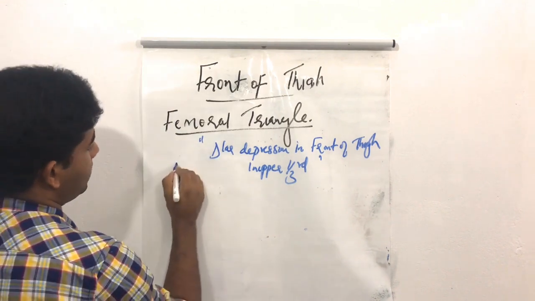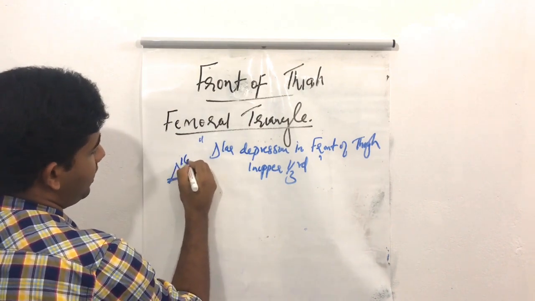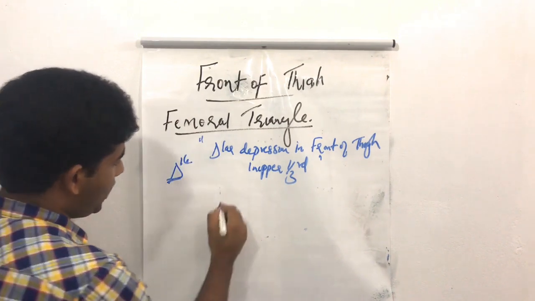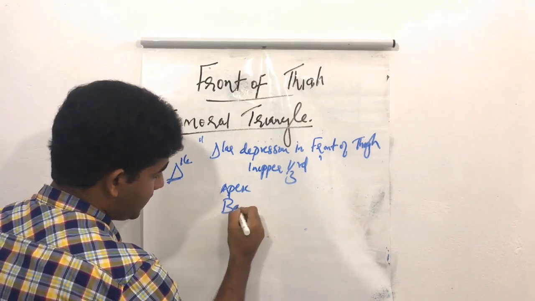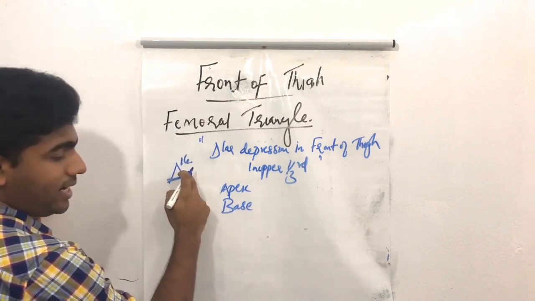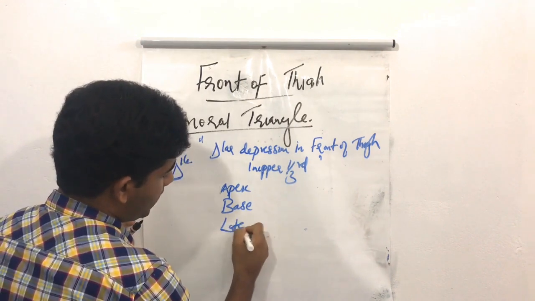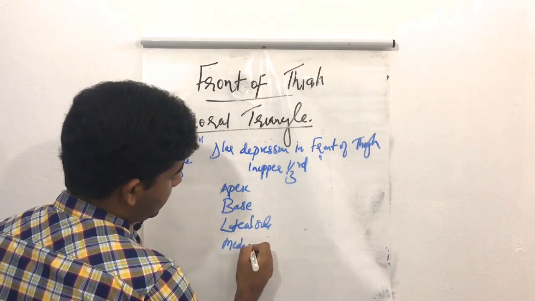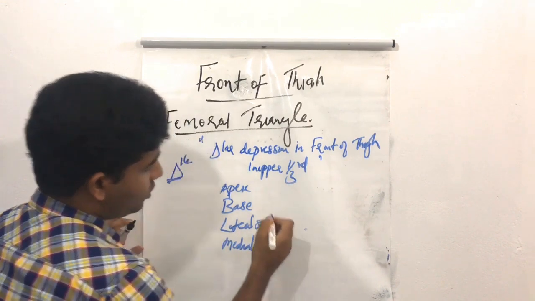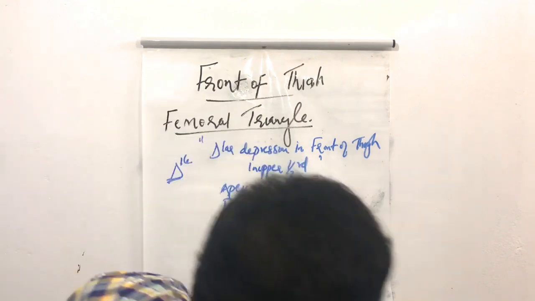Now it is a triangle, right? It will have an apex. It will have a base. It will have two sides, a medial and a lateral side. So let us see. Let us draw a diagram and study that.